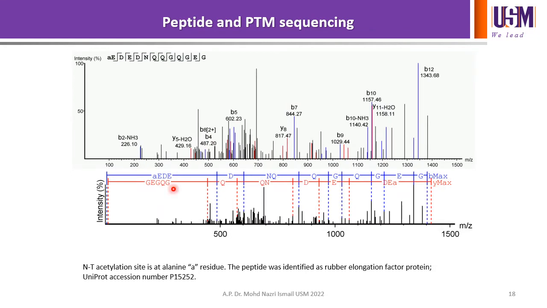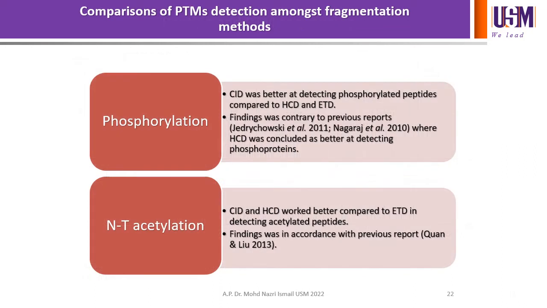Whereas this peptide contains N-terminal acetylation at the alanine residue, as shown here. Since we have the capability to perform three different fragmentation techniques, we have compared the performance of each fragmentation technique in detecting phosphorylation and N-acetylation on the rubber latex proteins.